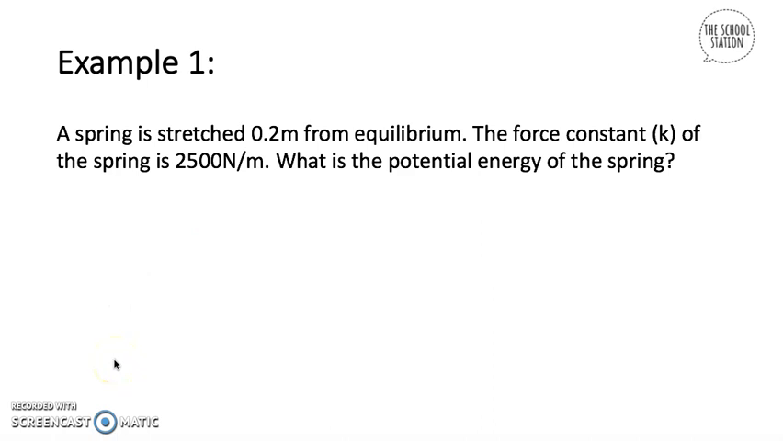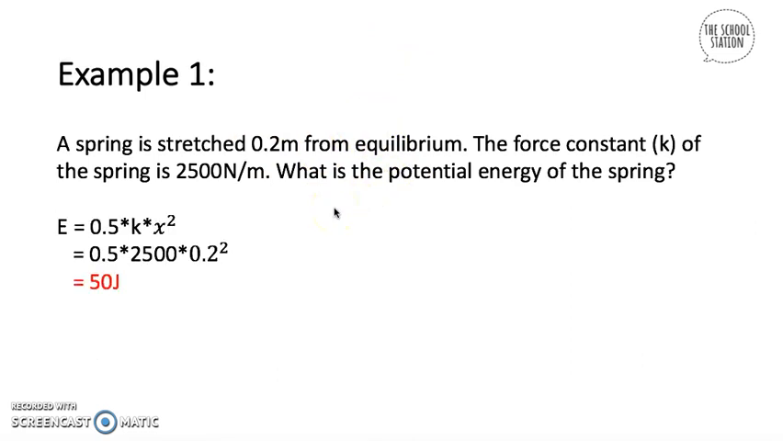Alright guys, I hope you guys have tried out the question. I know that it might be really hard, especially the word equilibrium. I know it may sound a bit hard, but here is the answer for all of you guys who have tried it out. So a spring is stretched 0.2 meters from equilibrium. The force constant K of the spring is 2,500 newtons per meter. What is the potential energy of the spring?